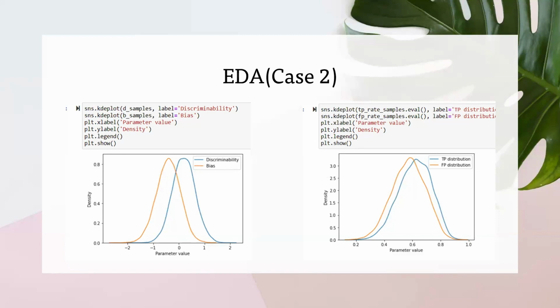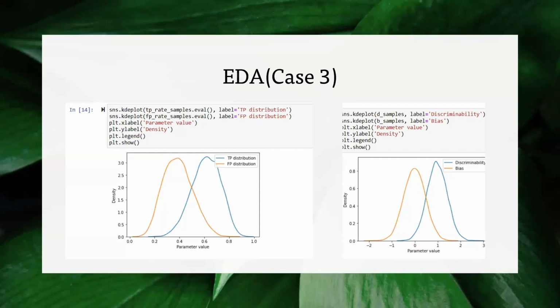The top two lines of code create a kernel density estimation KDE plot for the 4 datasets. The labels for each distribution are discriminability, bias, TP distribution, and FP distribution. This code generates a Seaborn kernel density estimate plot for 4 datasets, visualizing the distribution of true positive rate, discriminability, false positive rate, and bias. Labels are added for clarity before displaying the plot.